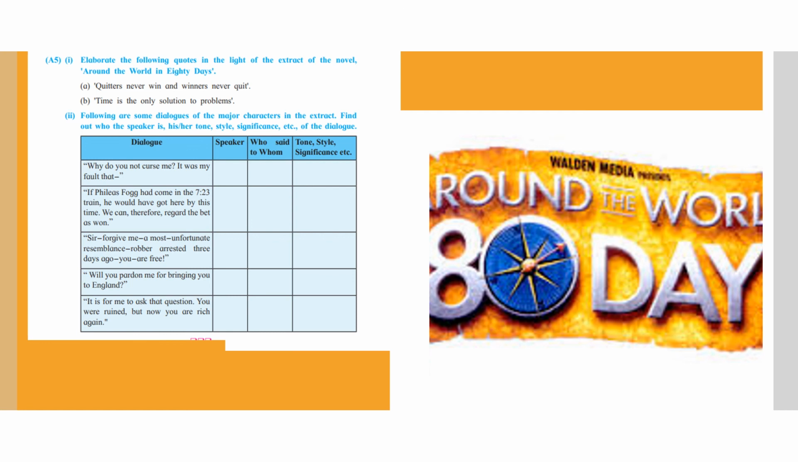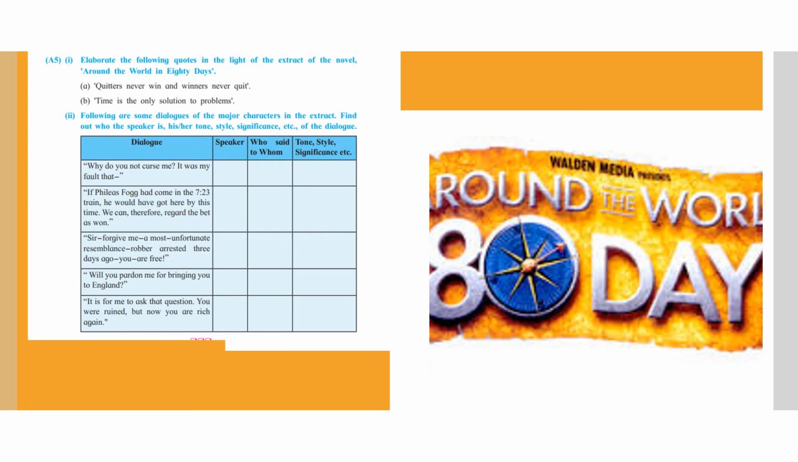The third one: "Sir, forgive me, a most unfortunate resemblance. Robber arrested three days ago. You are free." The speaker here is Detective Fix. Detective Fix speaks to Mr. Fogg. The tone is apologetic, asking for pardon. The style is a decent approach, factual, gentlemanly. The significance is that Auda is wealthy, but now, since Fogg thinks he has lost the wager, he is apprehensive whether she will marry him.